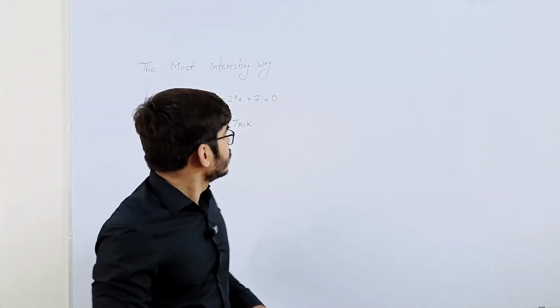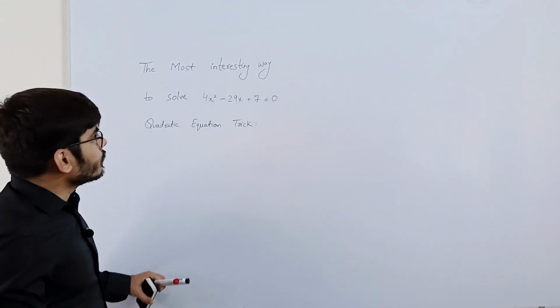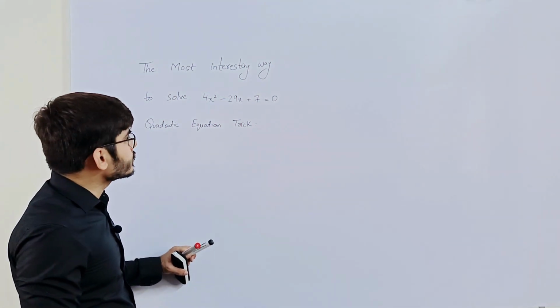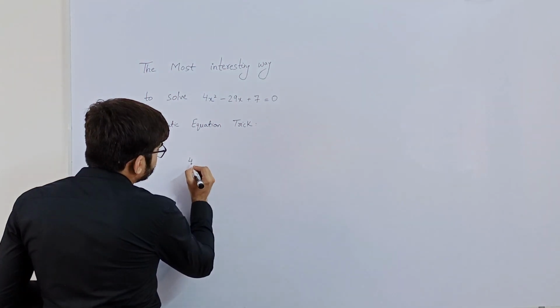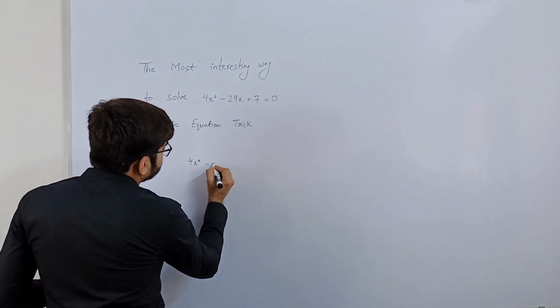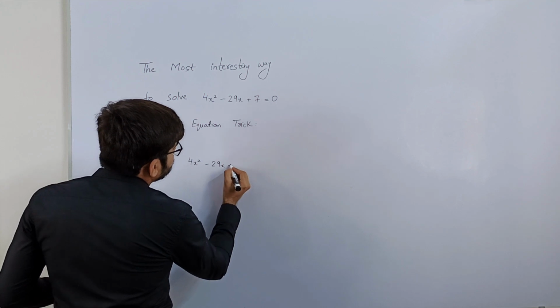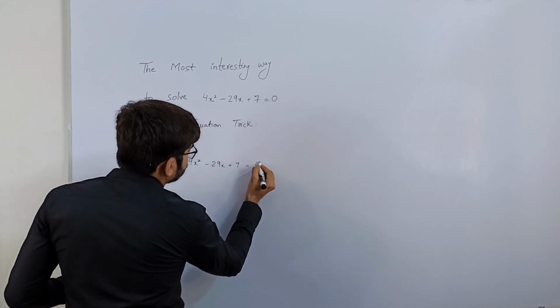Quadratic equation. The most interesting way to solve 4x square minus 29x plus 7 equals 0. Quadratic equation trick. So just write down the question here. 4x square minus 29x plus 7 equals 0.